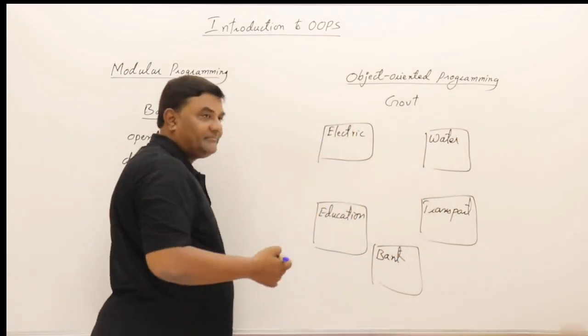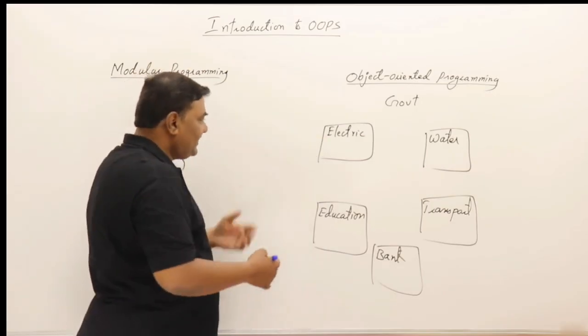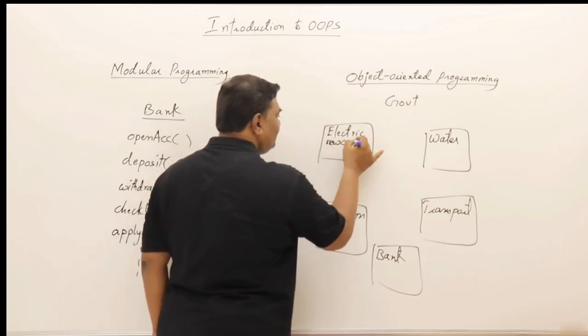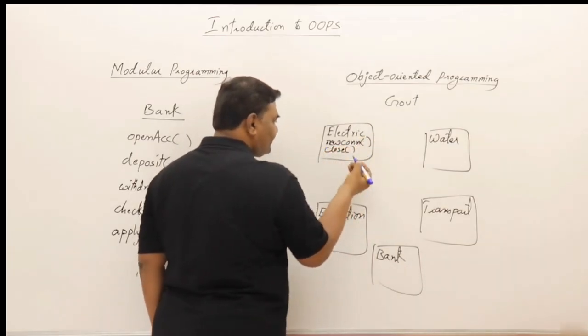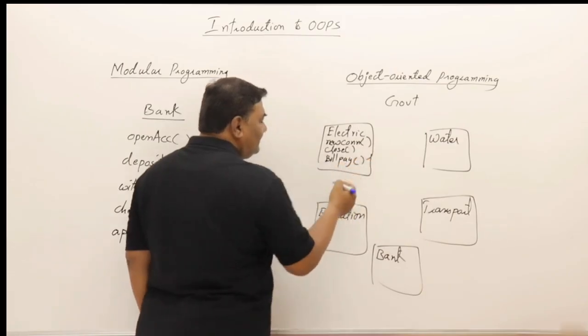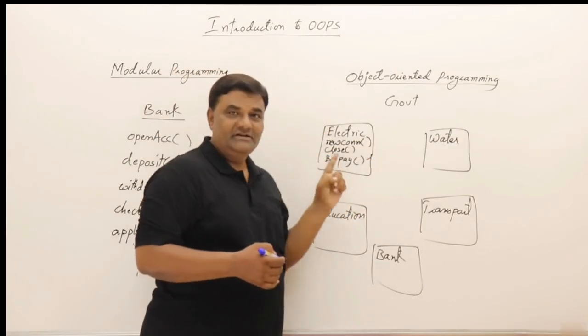So all these are departments. Now what you can do in this department as a user, you can apply for a new connection, or you can close your connection if you have extra connections, or you can make a bill payment, bill pay. Then what are these? These are functions belonging to this department.